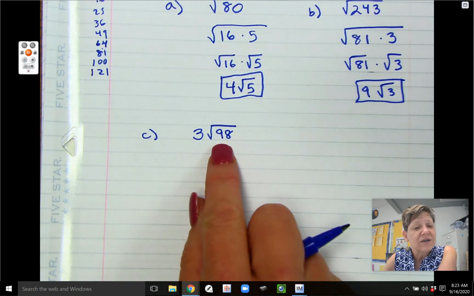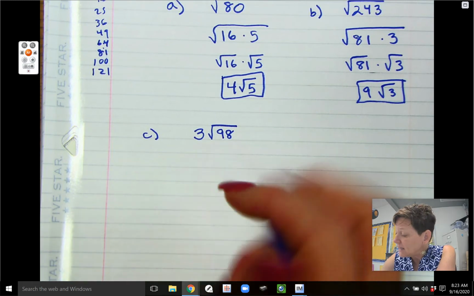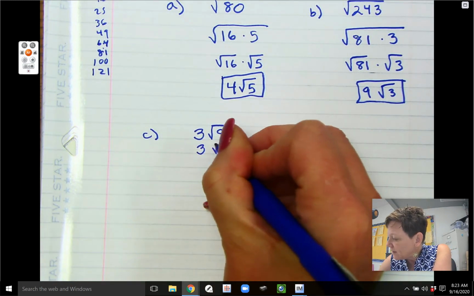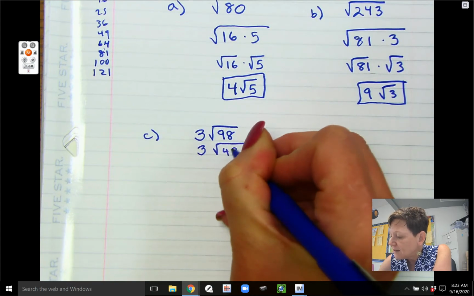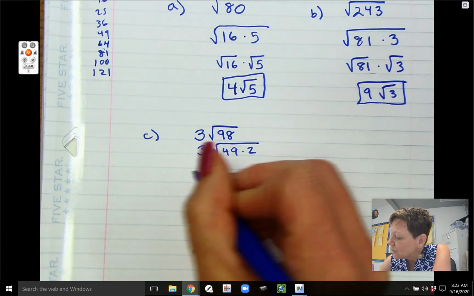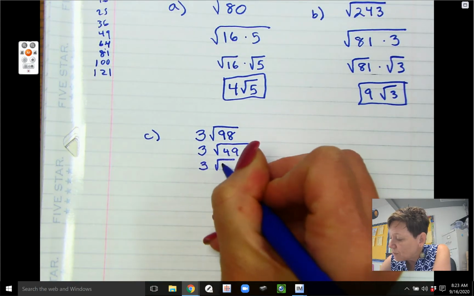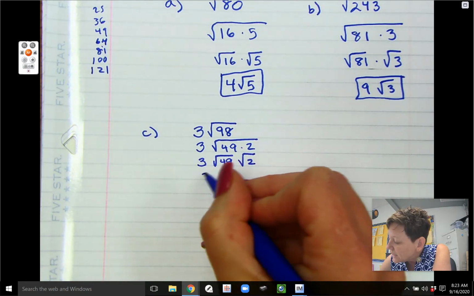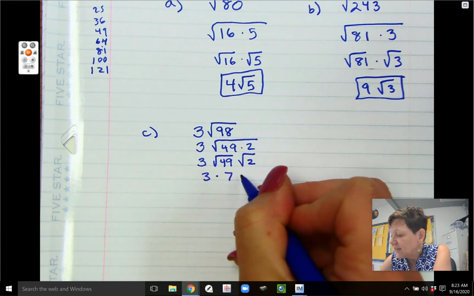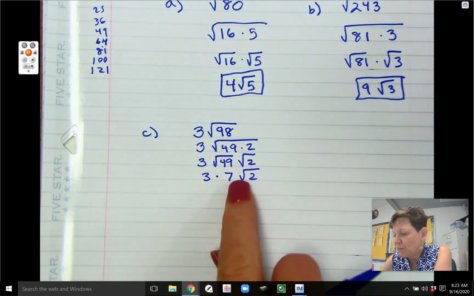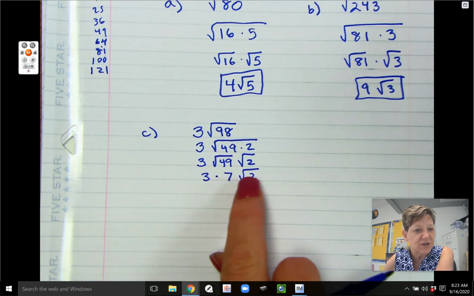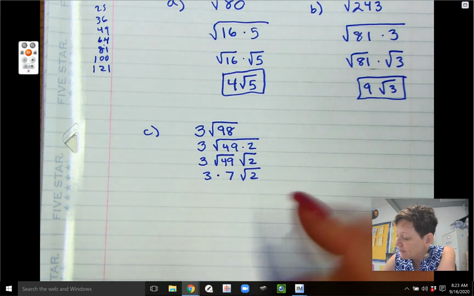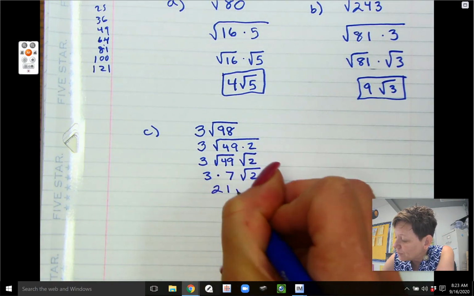You need to know the biggest perfect square that goes into 98. And there are 3's still out in front. And this is 49 times 2. So that is 3 times the square root of 49 times the square root of 2, which is 3 times 7 times the square root of 2. We don't put a dot here because they're next to each other. We know it's multiplication. And then 3 times 7 is 21 root 2.